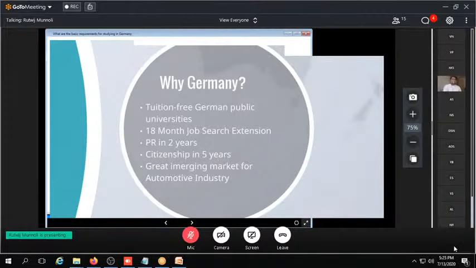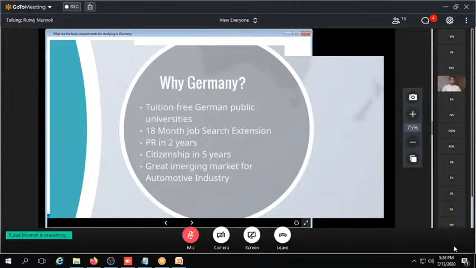Okay. And the next point is citizenship in 5 years. If you have paid your social contribution, the Sozialversicherung in German, for a total of 60 months, and you have a degree from a German university, along with B1 proficiency in the German language, you can apply for German citizenship also. And the last and most important point for me is the automotive industry.